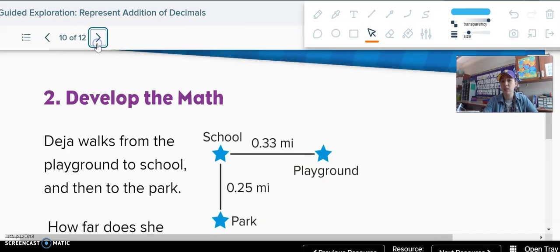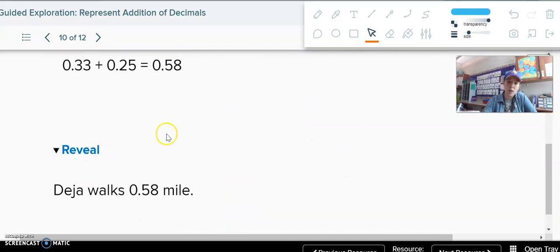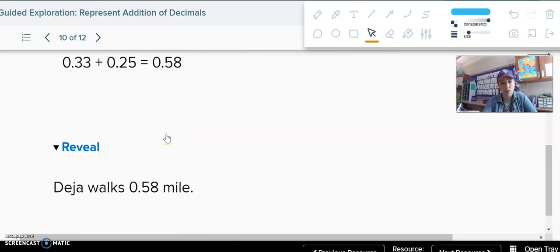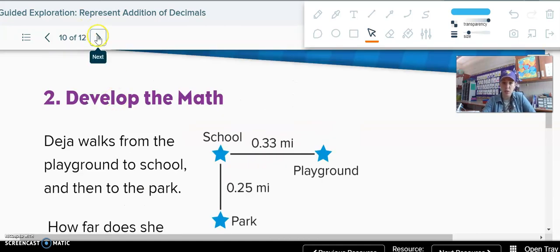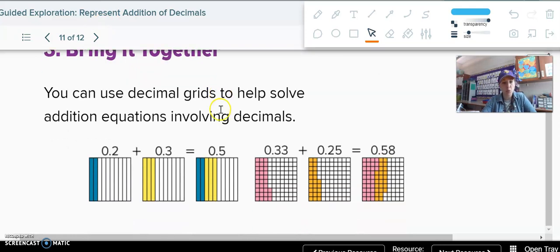58 hundredths. So again, if we were going to put it in a sentence, we could say Deja walks 58 hundredths of a mile. Now, I would color it in a little differently, which I'll show you on some of the practice. But decimal grids are a good way to represent adding decimals.